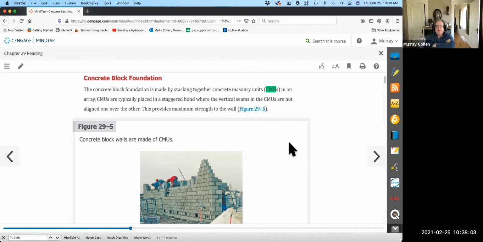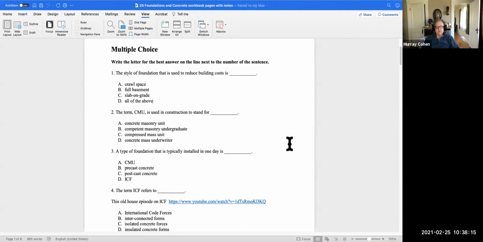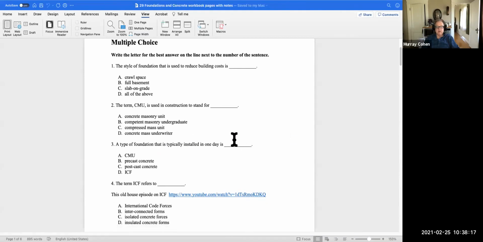Okay, a concrete block foundation is made by stacking together concrete masonry units. That's the technical name for them. We know them as concrete blocks, right? So CMU. Something to keep in mind in your further work: a type of foundation that is typically installed in one day. That's fast, man. Is CMU precast concrete, postcast concrete, ICF? Anybody know the answer to that? ICF.